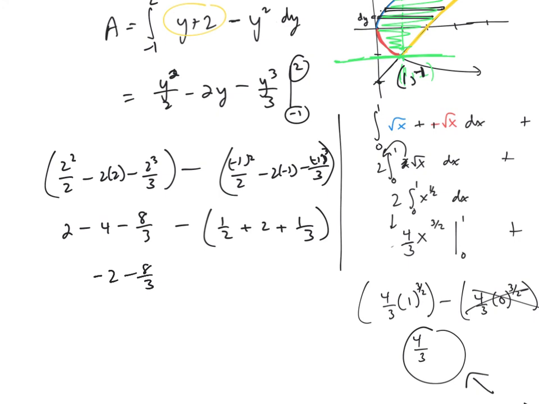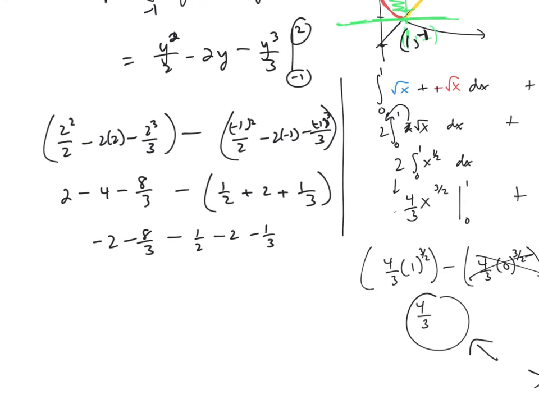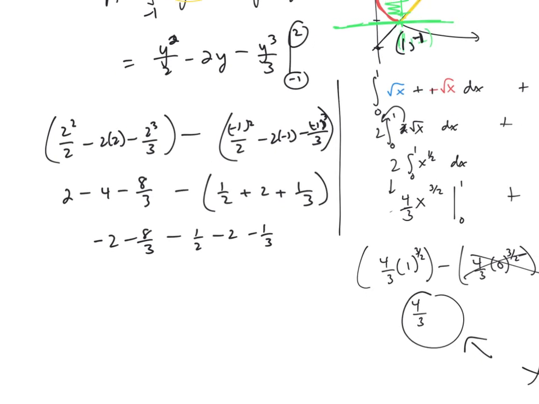A lot of times my thirds will cancel out, so I'm just going to go ahead and distribute here and see what happens. Minus 2 and minus 1/3. So I've got negative 8/3 minus 1/3. That's going to give me a negative 9/3 or a negative 3 for those two. Negative 2 minus another 2 is negative 4, and then minus 1/2. So negative 7 minus 1/2.